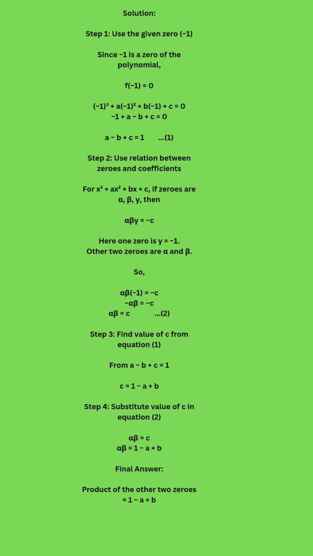Here, we can see that there is a minus sign on both sides. So, we remove the minus sign from both sides. We get alpha beta is equal to c. We already know the value of c, which is 1 minus a plus b. Therefore, alpha beta is equal to 1 minus a plus b. Therefore, the product of the other two zeros is 1 minus a plus b.